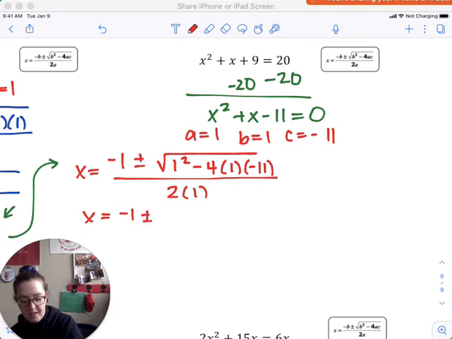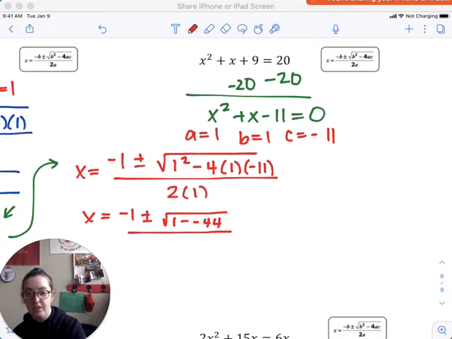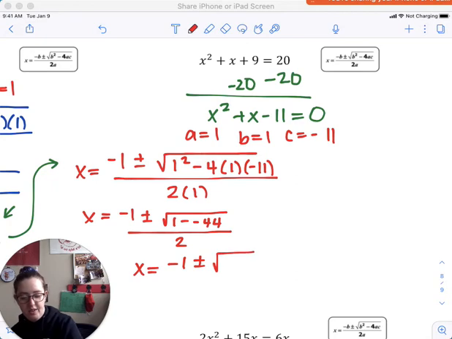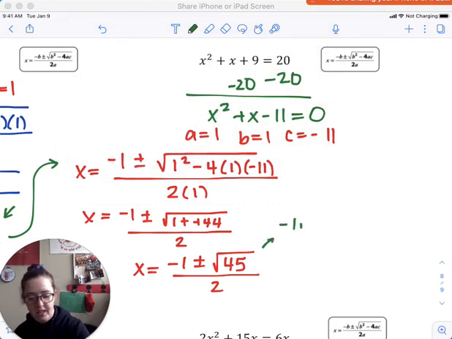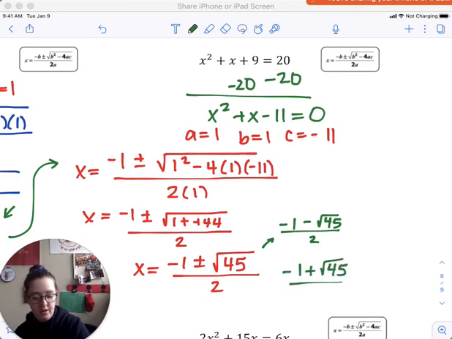Negative 1 plus or minus the square root of, so we have 1 minus 4 times 1 times negative 11. So that's negative 44, over 2 times 1 is 2. All right, x equals -1 plus or minus the square root of. Remember, minus a negative is plus a positive, so 1 plus 44 is 45 over 2. So that means we have -1 minus the square root of 45 over 2, -1 plus the square root of 45 over 2.